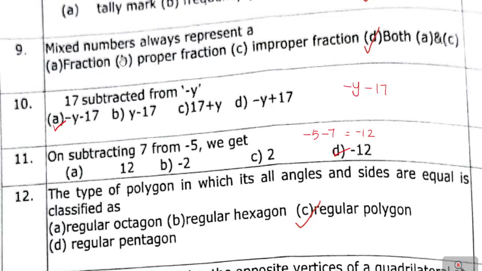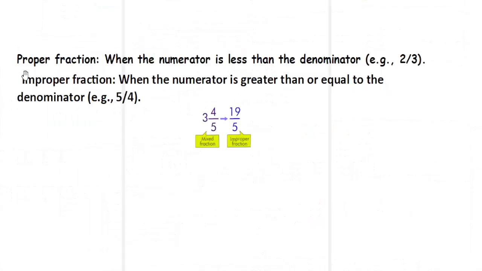Ninth question, mixed numbers always represent a dash. The answer is both A and C. What is A? Fraction, and C is the improper fraction. Please see here. What's the proper fraction? When the numerator is less than the denominator, for example, here 2 is the numerator, which is less than the denominator 3. So it's called a proper fraction because we cannot further divide. We cannot do the division.